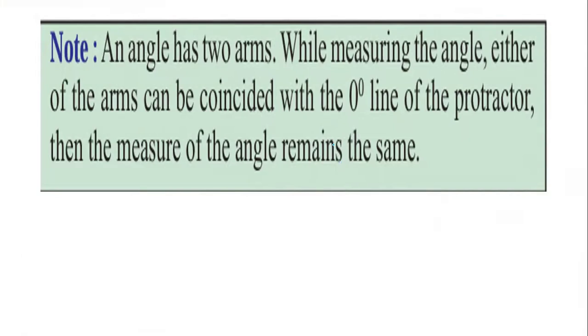Next, note. An angle has two arms. While measuring the angle, either one arm can be coincided with the 0 degree line of the protractor. Then the measure of the angle remains the same. We can measure using either arm, one arm or the other side arm.